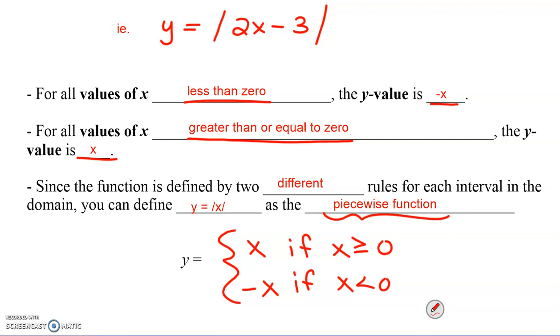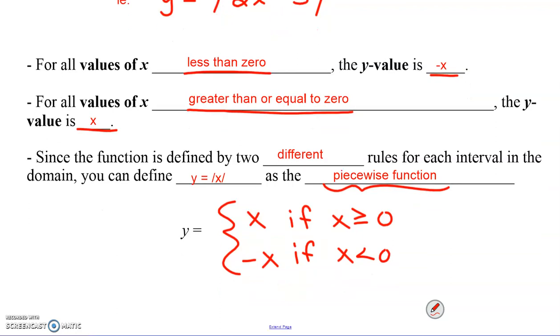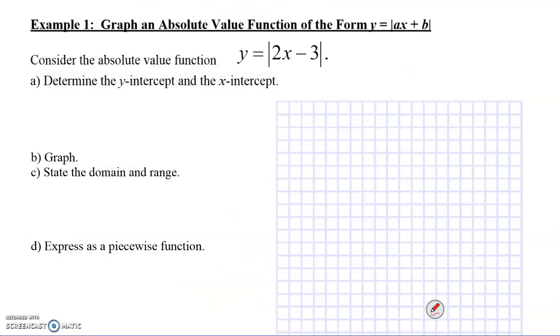Now one other thing to note about this piecewise function is that the negative in front, remember when we did y equals ax, if the a value is negative, it flips your graph. So same thing here, this graph is flipped if there's a negative out front. So let's take a look at this example.